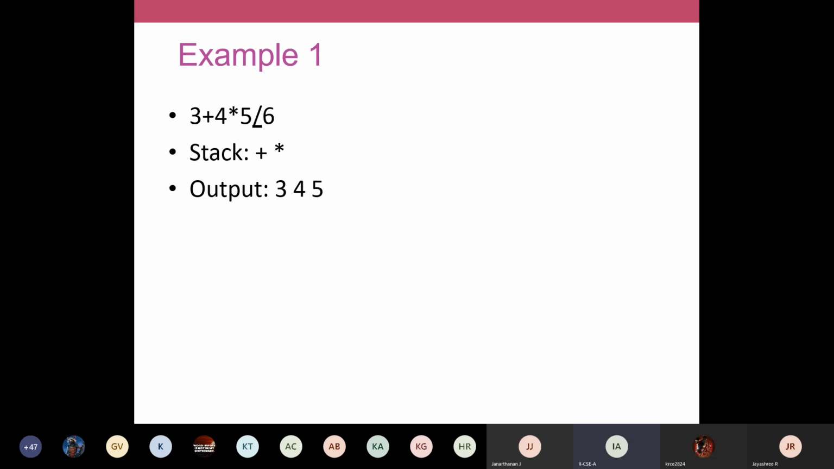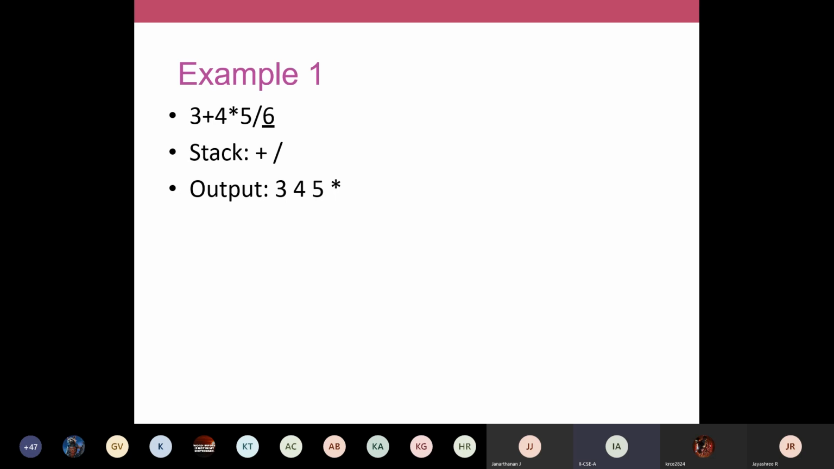Just like plus and minus take the same precedence, division and multiplication take the same precedence. So when they have the same precedence, what should we do? We should pop the stack content. Yes, we should pop the stack content. So write that pop of stack content star and write it into the output. Now you compare the precedence of division and plus. Your input has higher precedence. So we are going to push your division operation into your stack.